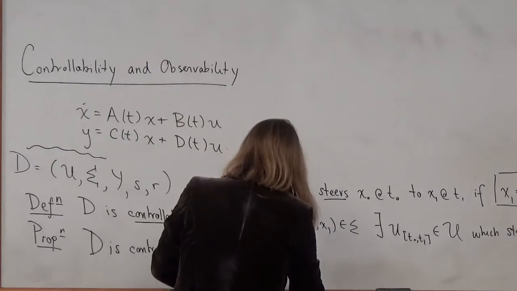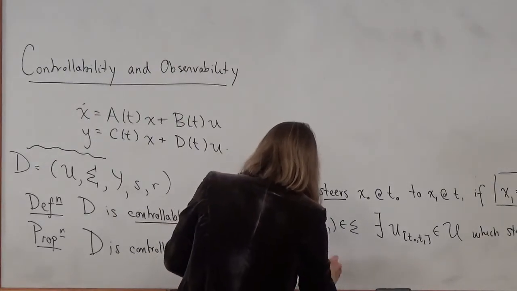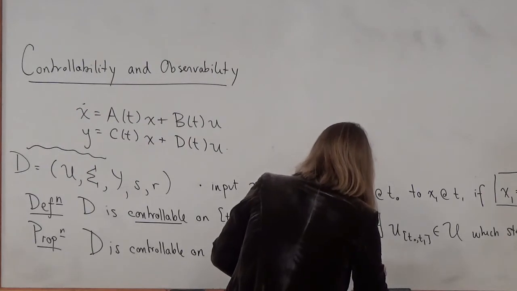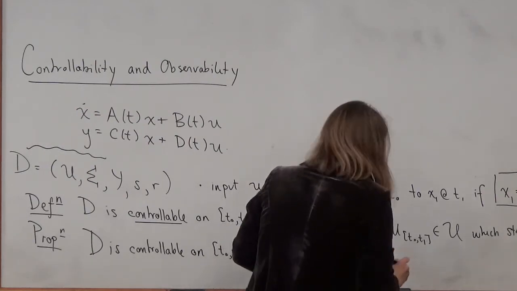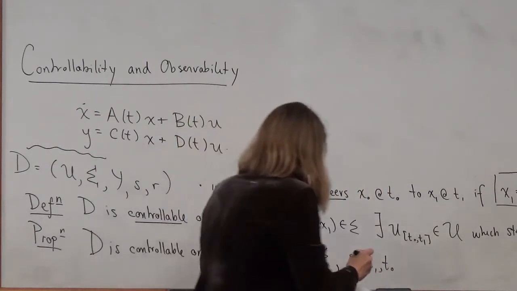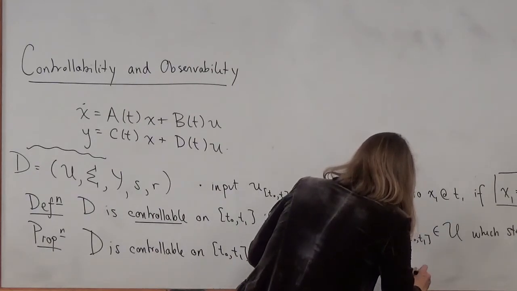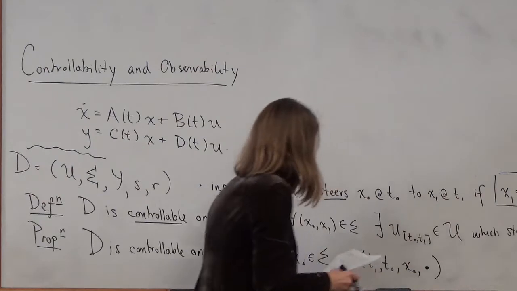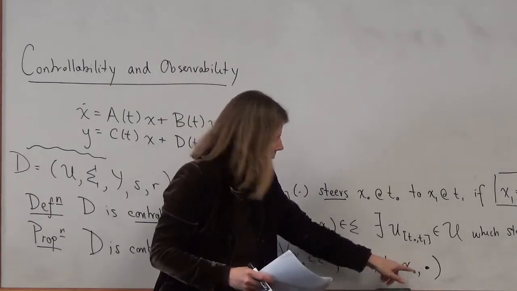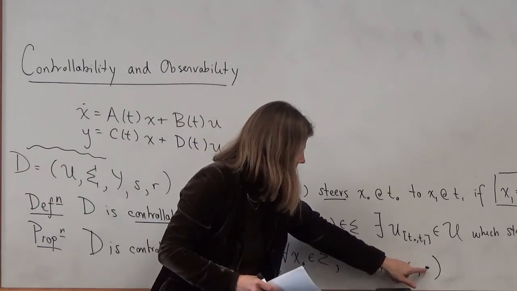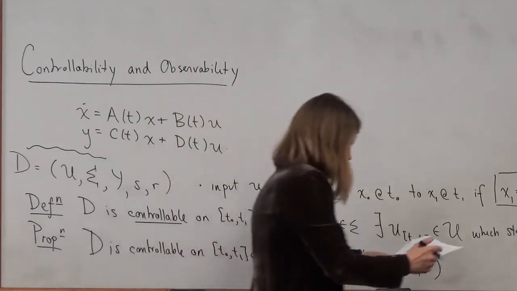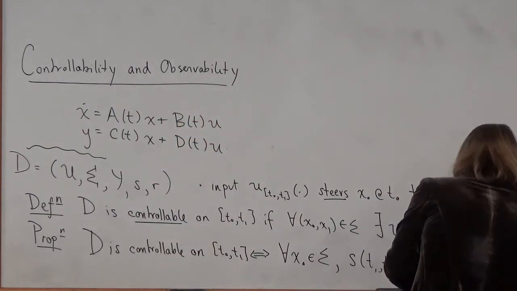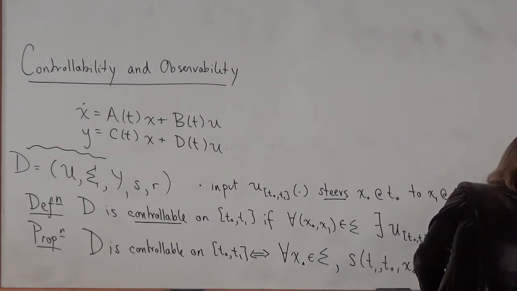If for all x0, the function s at time t1, given we started at time t0 at state x0, using the input u, so I'm going to put my dot there, it's a little bit different than we have in the notes, this is a function which takes u to x1. It's a function which takes u to x1, and the condition is that that function is surjective.